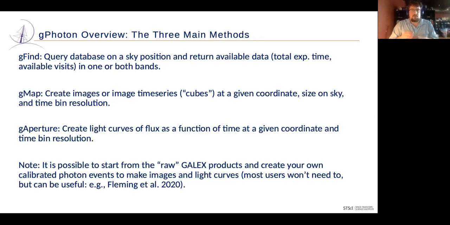You can also use gMap to create images or time series, which astronomers will call cubes. Most people would think of them as movies. For any position on the sky, you can adjust the pixel size if you want. And then gAperture creates light curves as a function of time given an aperture.